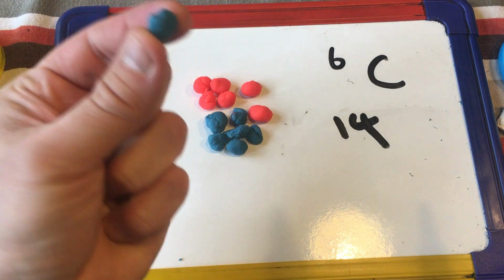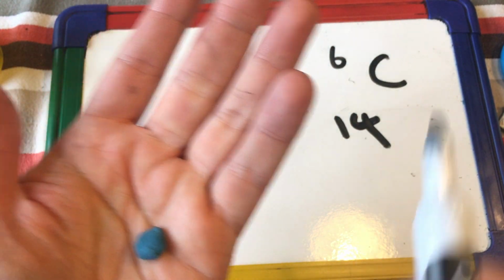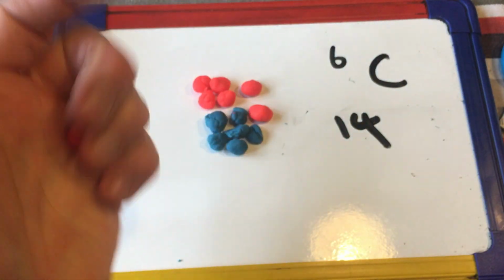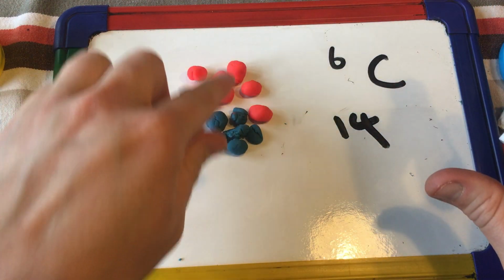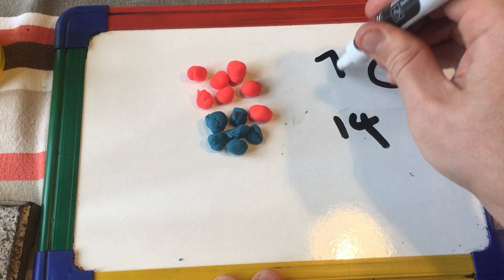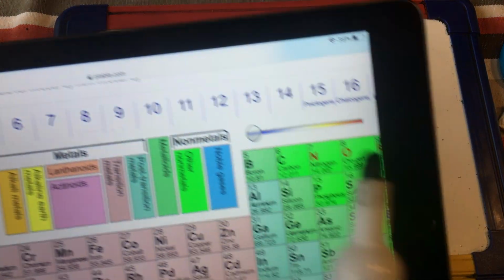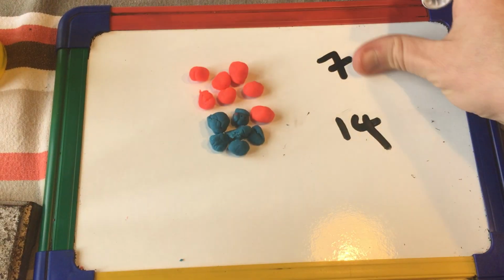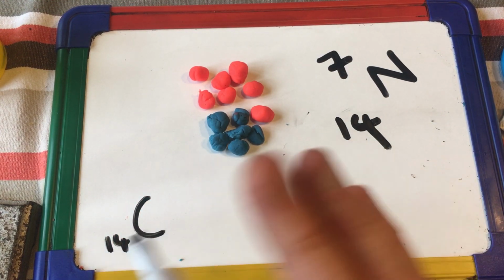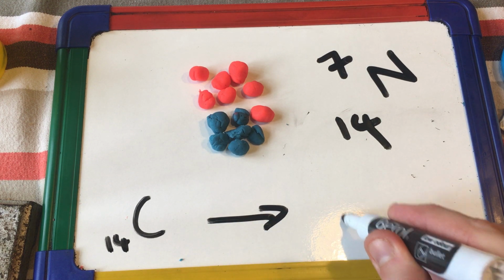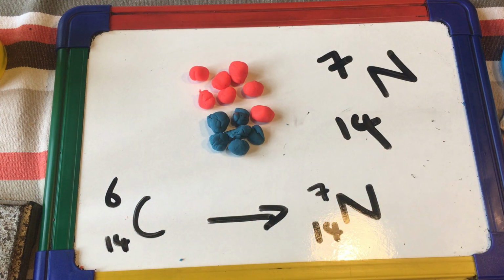Now imagine I could magically get that and replace it with a proton. What would happen here? Well, I've now got 1, 2, 3, 4, 5, 6, 7. I've still got 14 overall. But hang on, it's now nitrogen. So carbon 14, if I do that bit of magic, can turn into nitrogen 14. And I can do that if it makes sense.